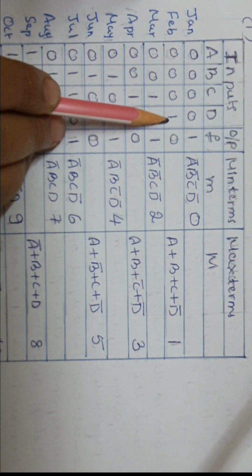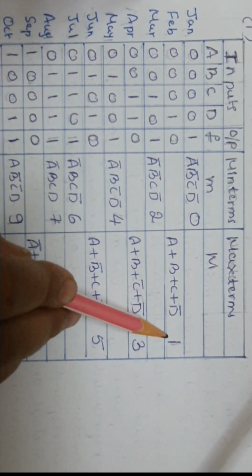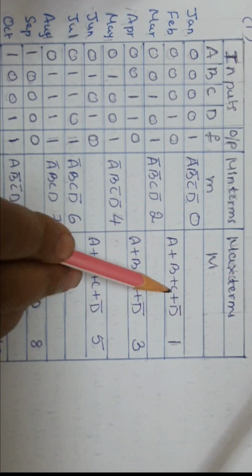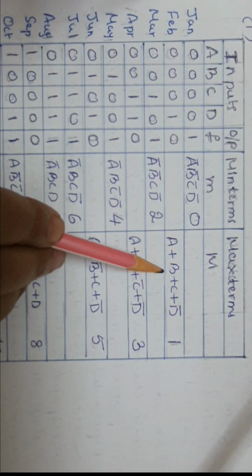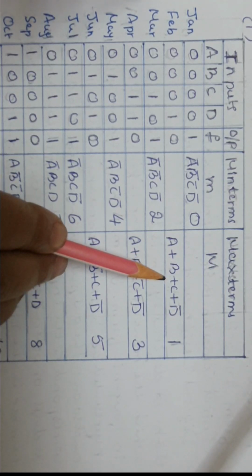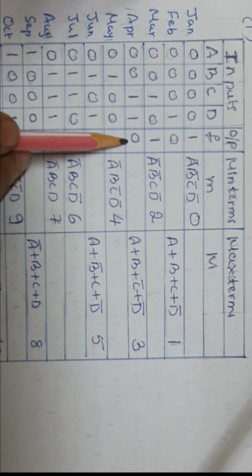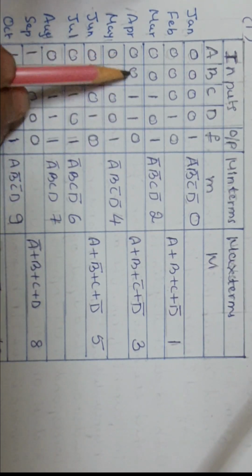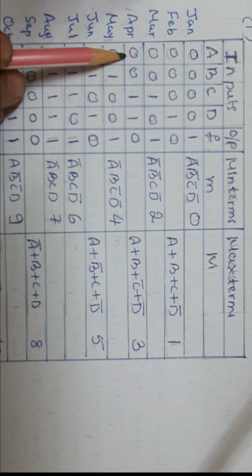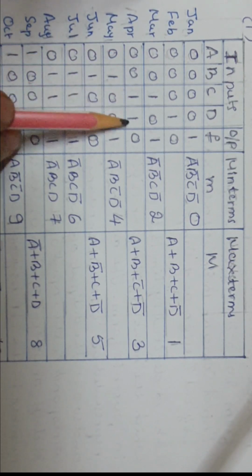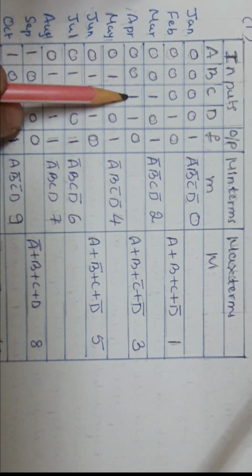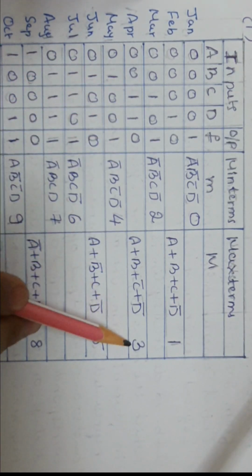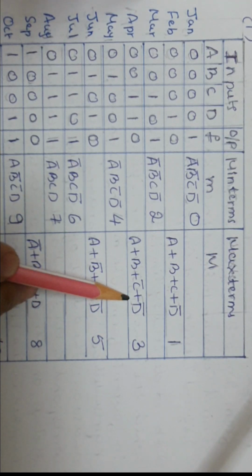0001 in decimal is 1. Hence 1 is written. This is max term 1. Under max terms we are writing these terms. Next the output is 0 here. 0011 means A plus B plus C bar plus D bar. That is written here. 0011 in decimal is 3. Hence this is max term 3.